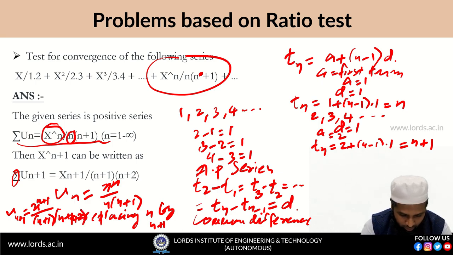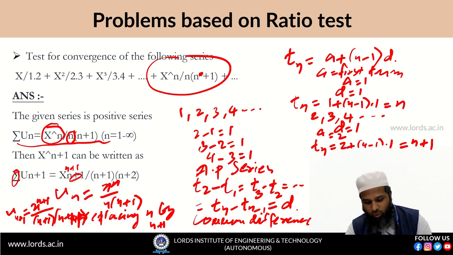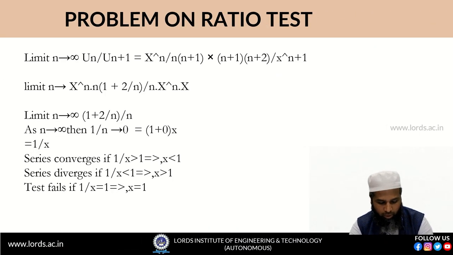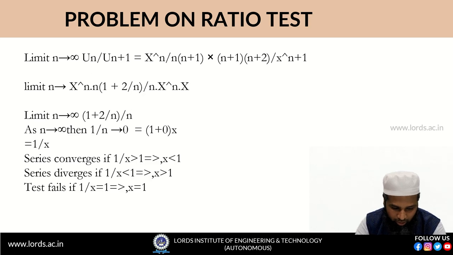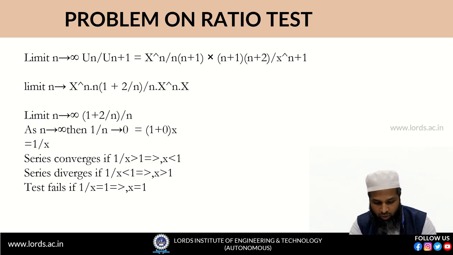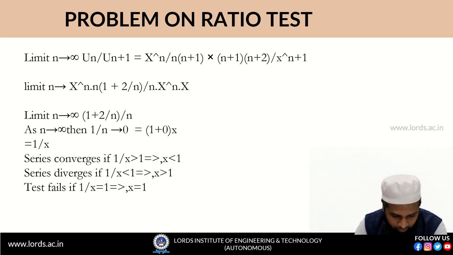So this is nothing but n plus 1 plus n plus 1 plus 1. That is nothing but x power n plus 1 divided by (n plus 1)(n plus 2). This is nothing but u(n plus 1). Now we have u_n and u_(n plus 1) neighbor. Now we are applying the limit as n tends to infinity. We are taking the ratio u_n by u_(n plus 1). Now we are simplifying that.